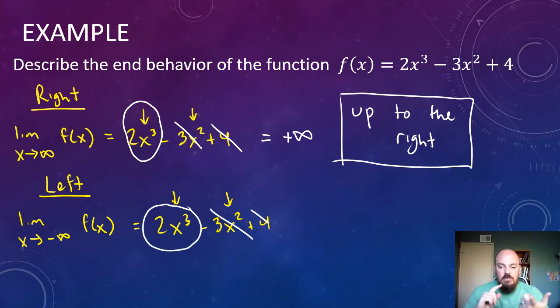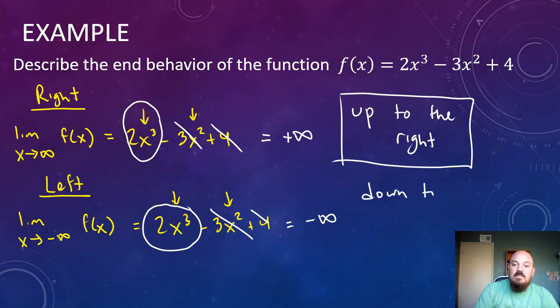If I take a really big negative number, all you have to do here is be careful with your positive and negative signs. If that was an x to the 4th power, then my answer would be positive infinity here, because when I raise something to the 4th power, even if it starts as a negative number, it ends positive. However, this is an odd exponent, so my big negative number stays negative, and my answer here is negative infinity. And what that means is this graph is going down to the left.